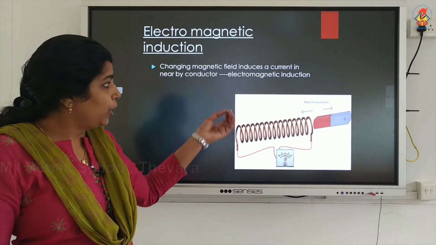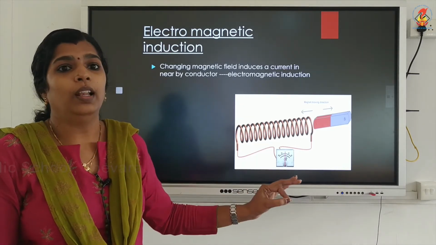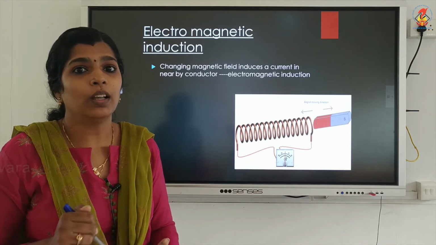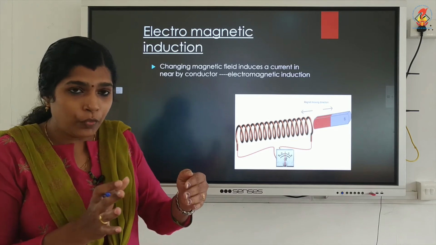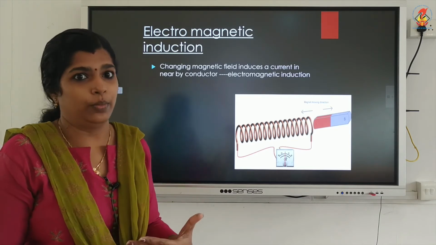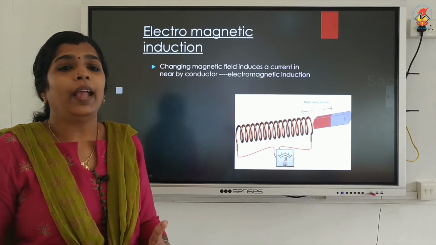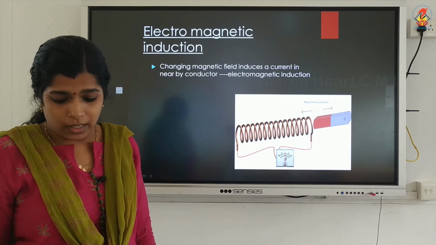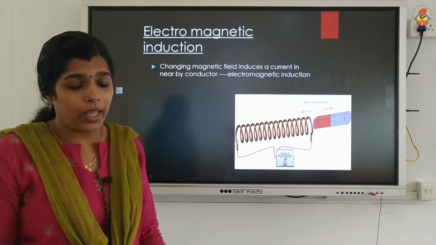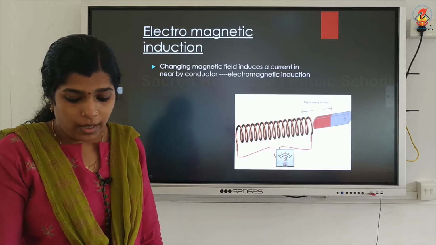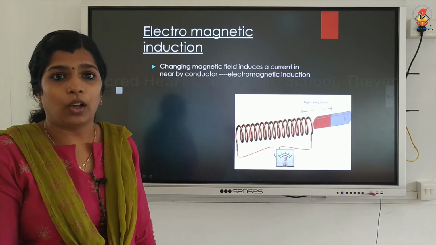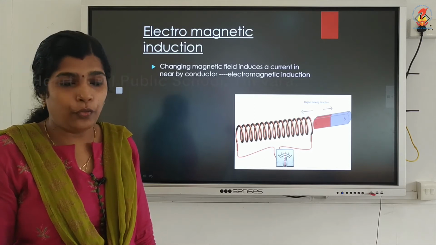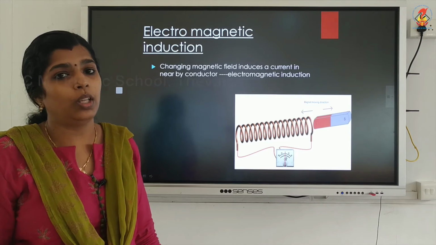So, to produce a current in the coil, we need to change the magnetic field linked with the coil. If the magnetic field linked with the coil is changing, then a current is induced in the coil. It does not matter if the magnet is moved away or closer to the coil, a current is generated in the coil, because in both cases the magnetic field will change with respect to the coil.